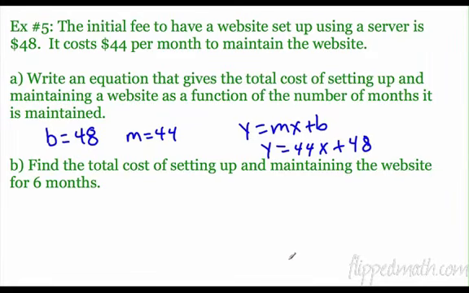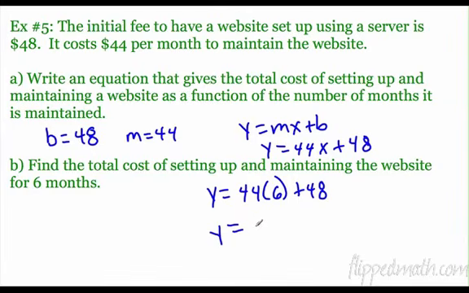The nice thing about having that equation, now we can find out whatever we want with it. In part B, it says find the total cost of setting up and maintaining the website for 6 months. So x was the per month, so instead of x, we're going to put 6. That's right. 44 times 6 plus 48. All right, so y equals, let's see, 44 times 6.